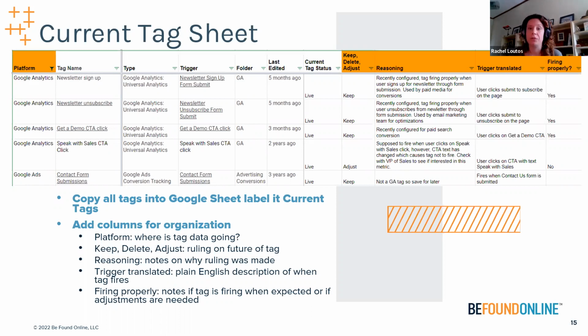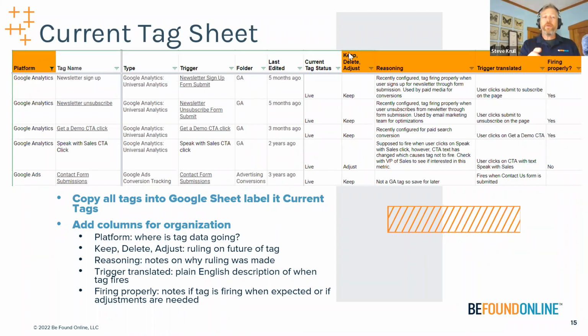And then we're going to add a few additional columns, and the additional columns are going to be in this BFO orange along here. So the added columns, we're going to have our platform, which is where this data is getting recorded. Right now, we only need to worry about GA tags, but make sure that you're labeling all of your tag platforms. And this will include things like Google Ads, Facebook, LinkedIn.